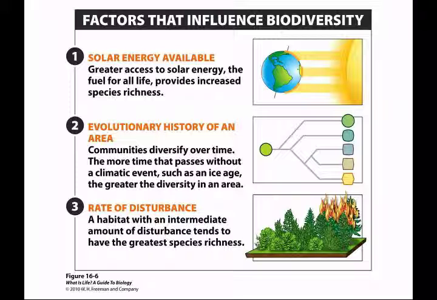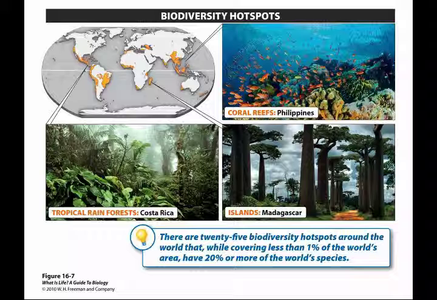So what you generally see happening here is you see an amount of energy that's available, you see the evolutionary history of these species, and then you see whether or not something dramatic has happened in the environment in the foreseeable past. So these are things that likely influence biodiversity.